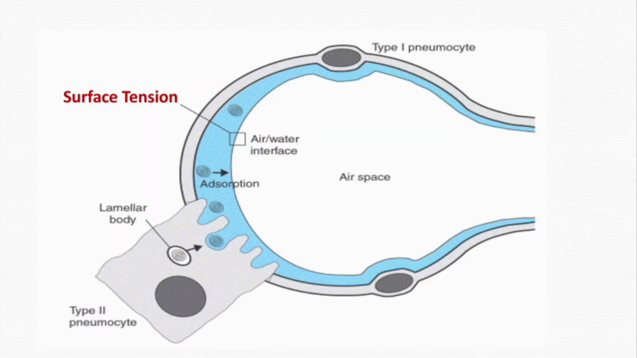Now where is the surface tension? Surface tension is present on the surface of the fluid lining the walls of the alveoli. We know that a fluid lines the walls of the alveoli, and on the surface of the fluid this surface tension is present, and this surface tension opposes lung compliance or expansibility of the lungs.